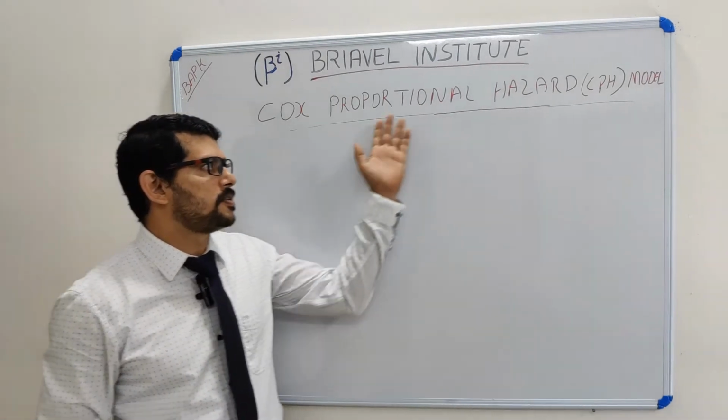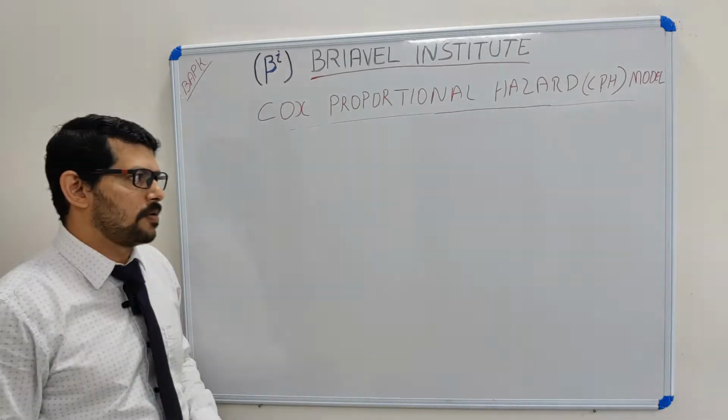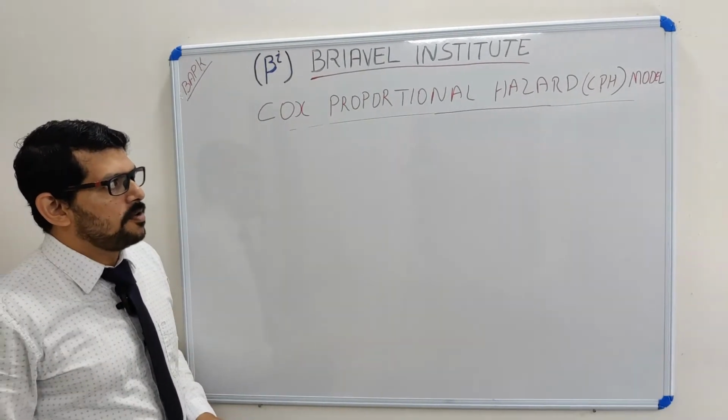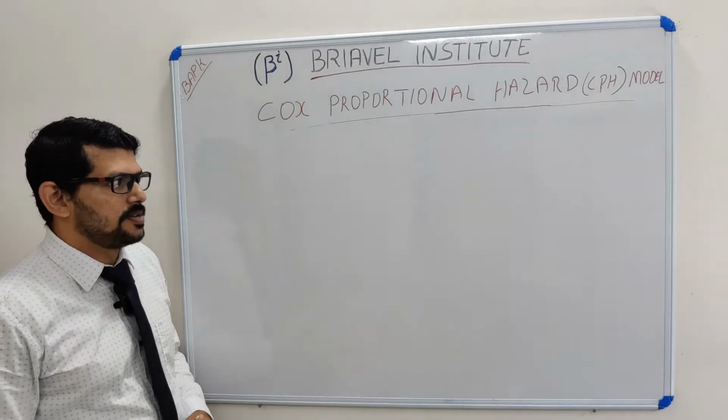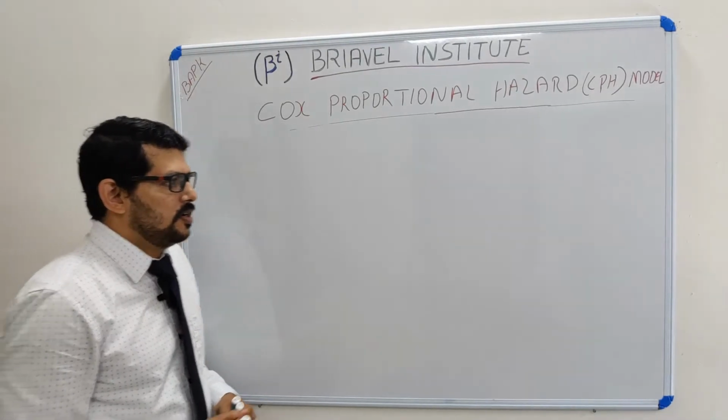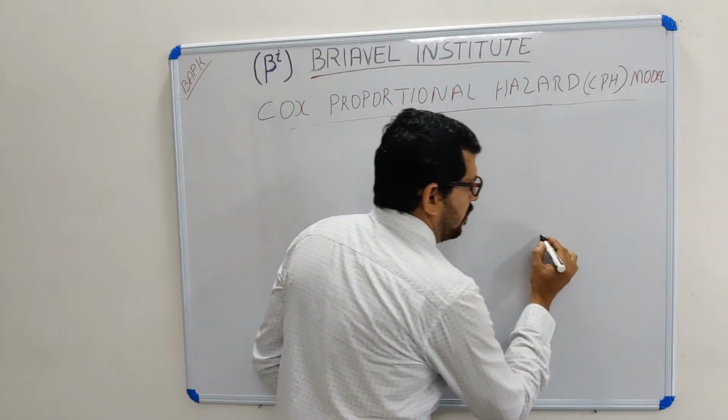What is the Cox proportional hazard model? How does it solve our problems? For that, I will consider a small mortality investigation to understand how to perform this model. So there is a small example.